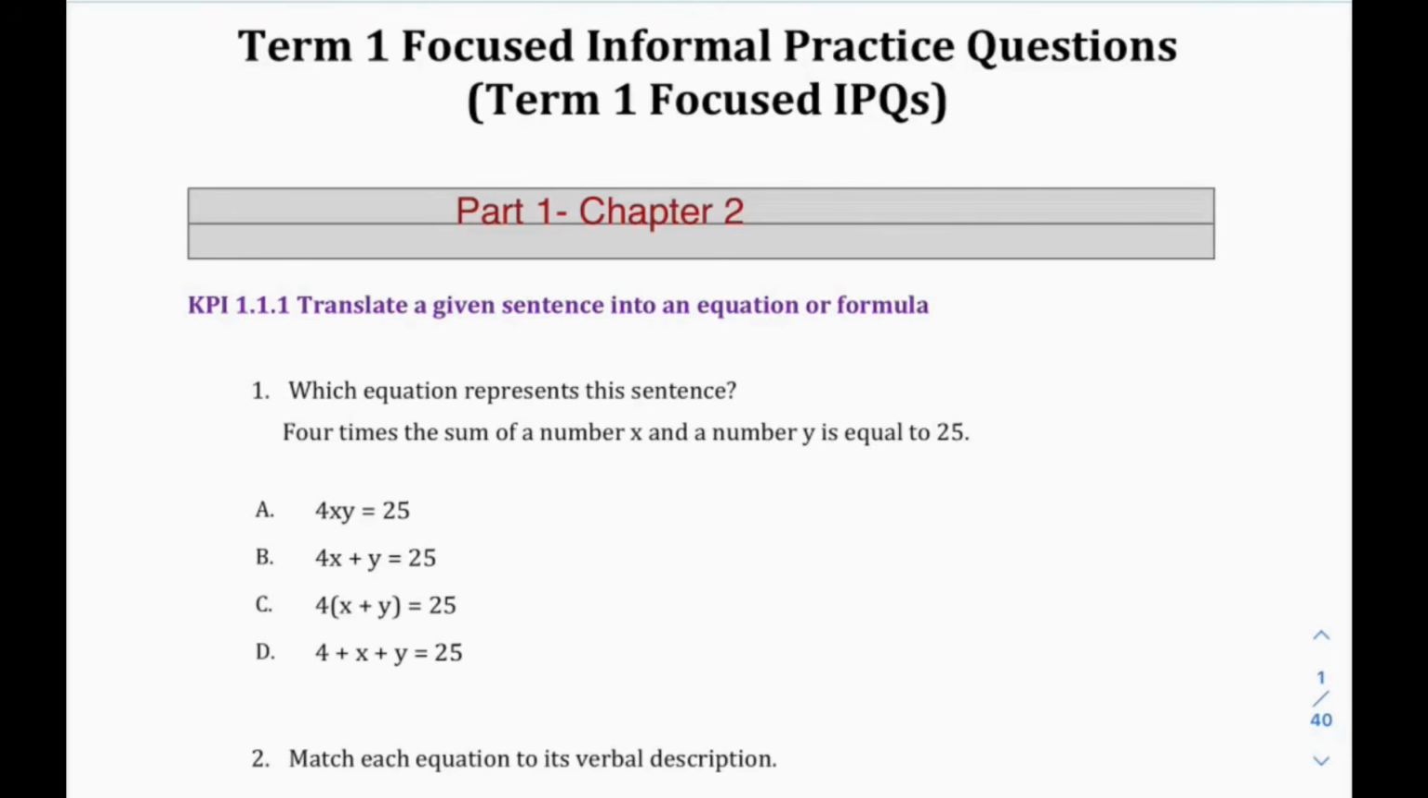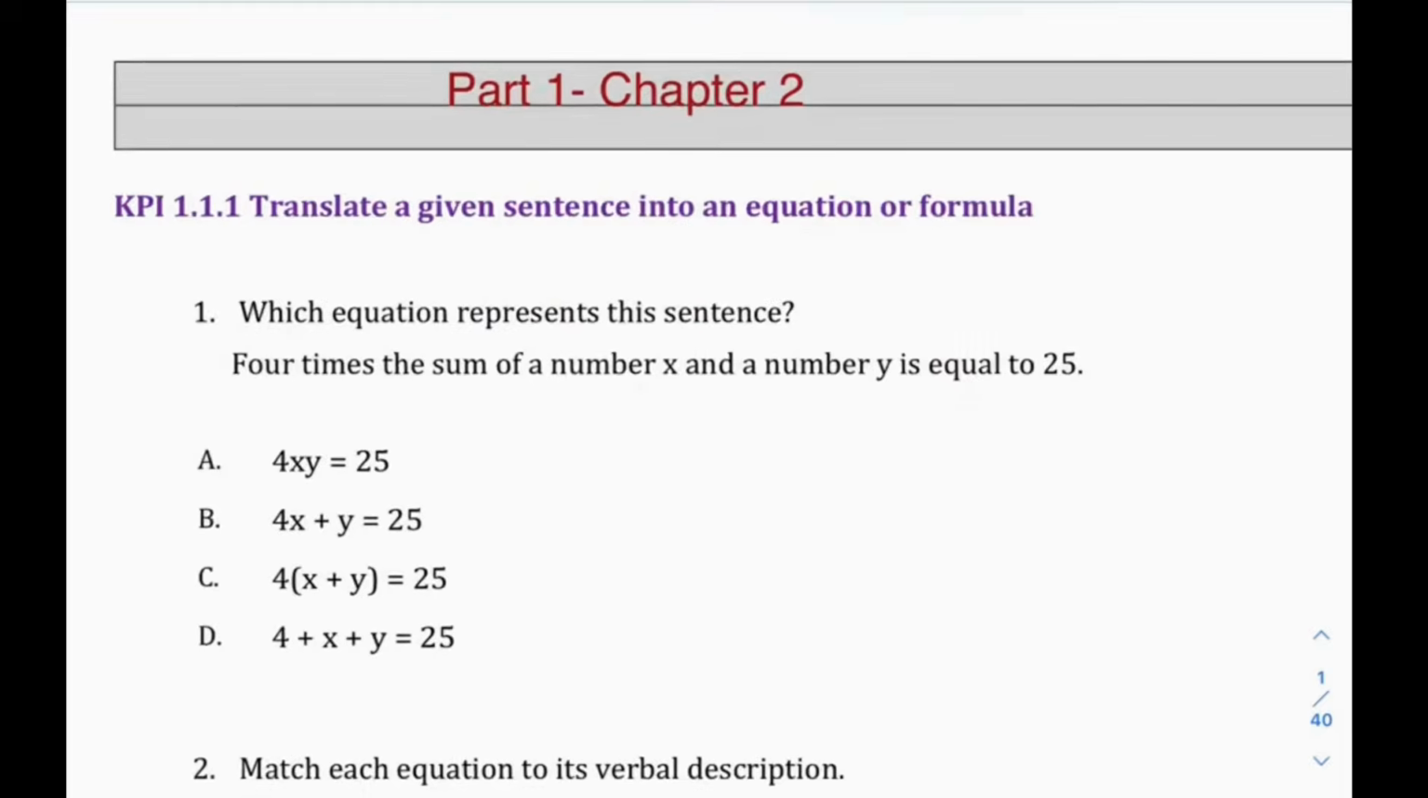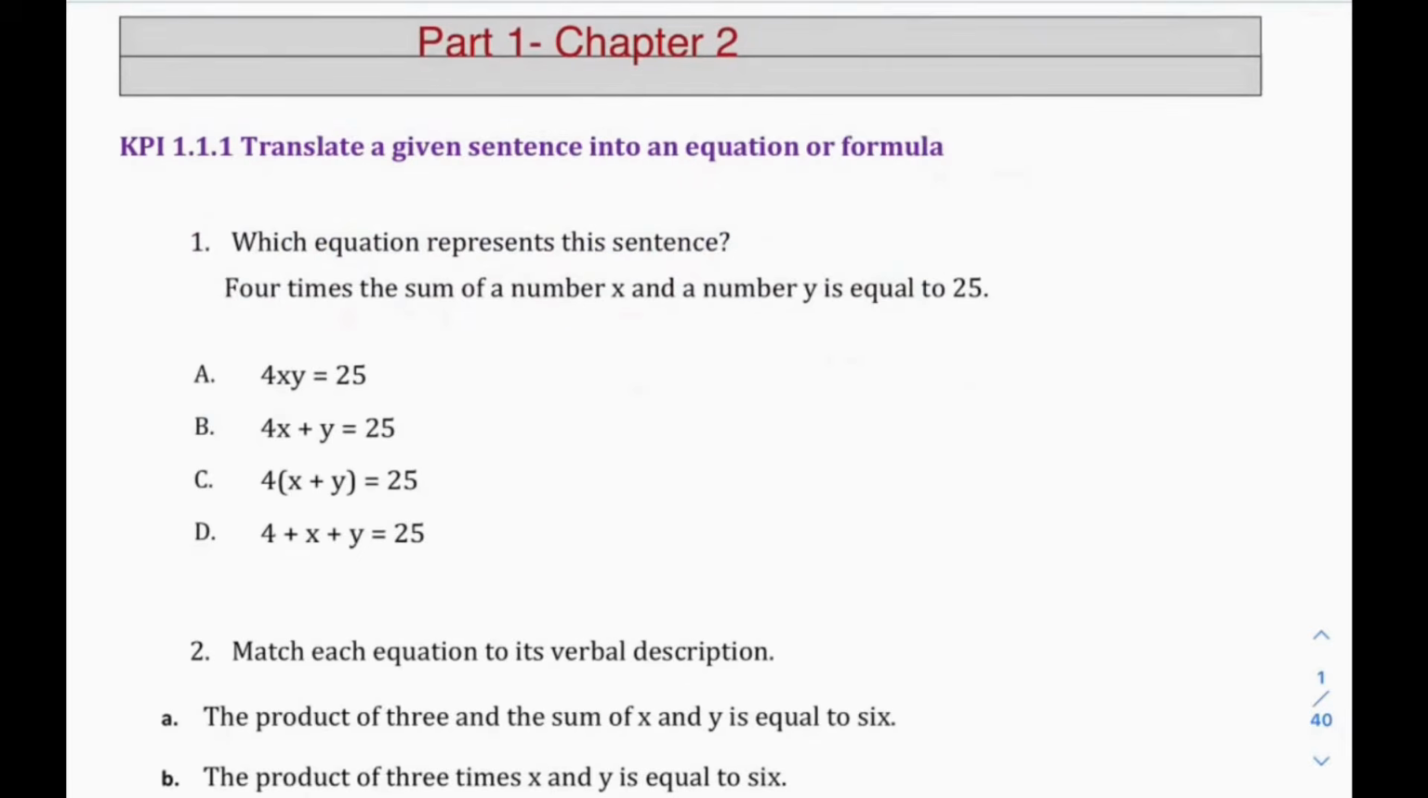Let's start with this question. Which equation represents this sentence? 4 times the sum. Usually, a sum is the addition of two parts. A number x on one side, and the other side will be the number y, is equal to 25. Which one is the correct one?